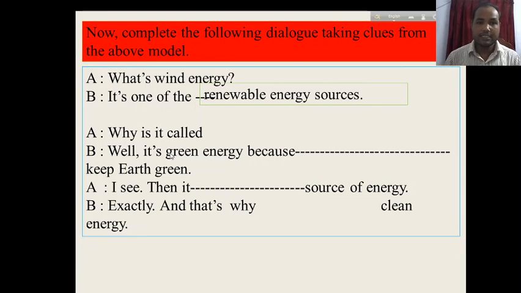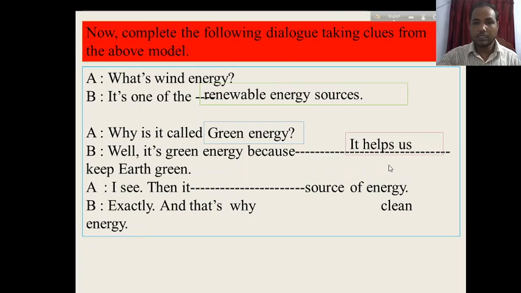A. Why is it called oil? It's green energy because dash. You can take help from the textbook. Okay? Reading the text, you can fill the gap. Why is it called oil? It's green energy because it helps us keep Earth green.